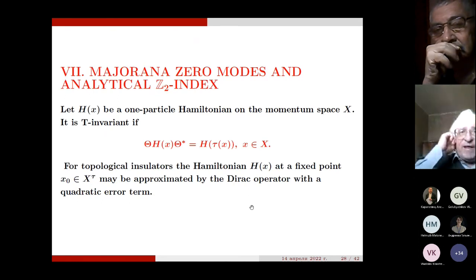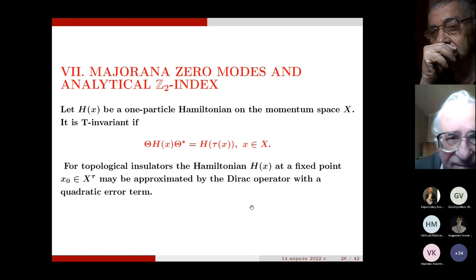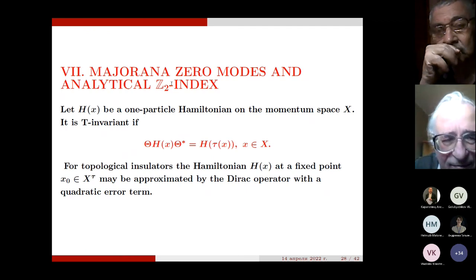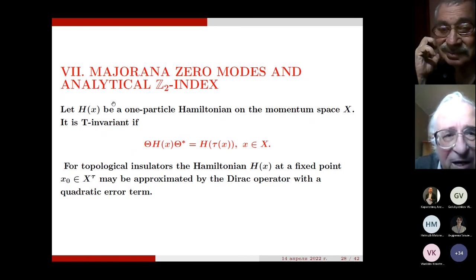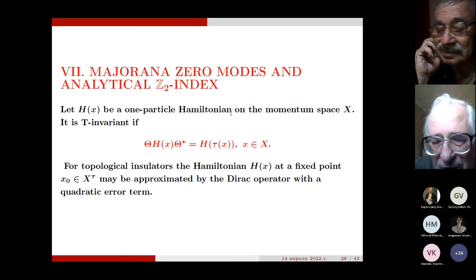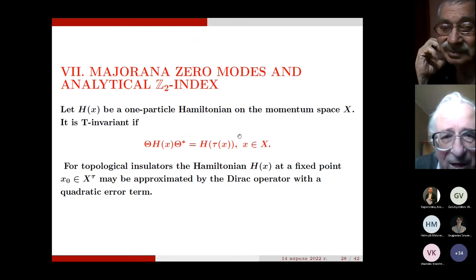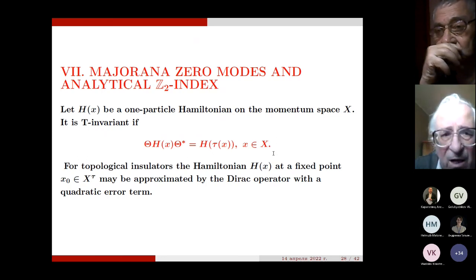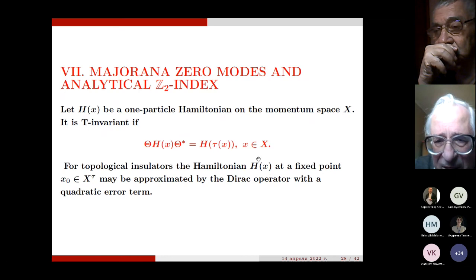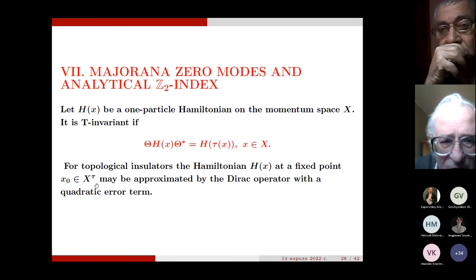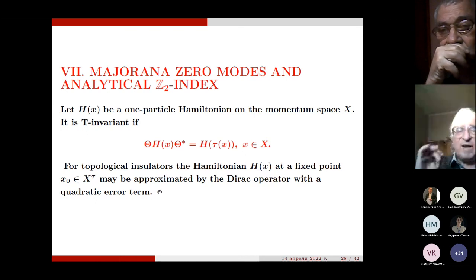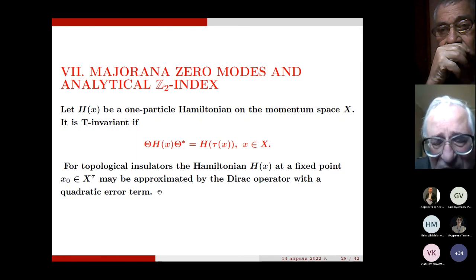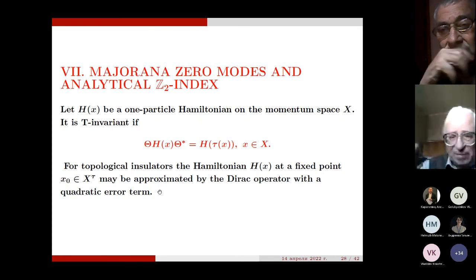And now I come to a very important notion in solid-state physics, namely Majorana modes, and I introduce the first analytical Z2 index. Let H of X be a Bloch Hamiltonian on the momentum space X. As I said, it is T-invariant if we have the following equation. For topological insulators, the Hamiltonian H of X at a fixed point x0 may be approximated by the Dirac operator with a quadratic error term. This fact is very well known to physicists, and of course it can also be proved mathematically, but let me skip this at the moment.